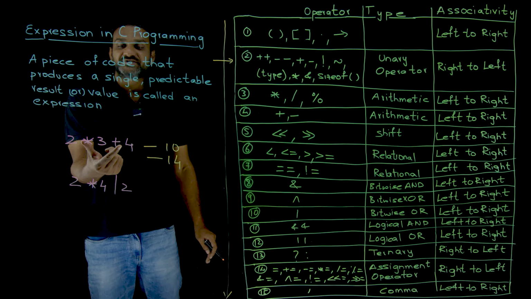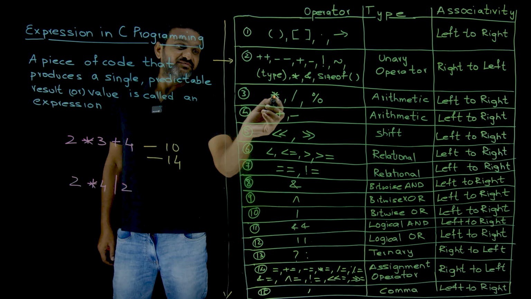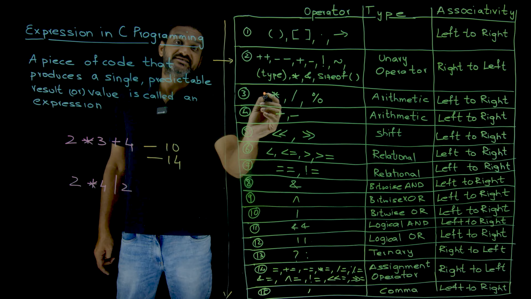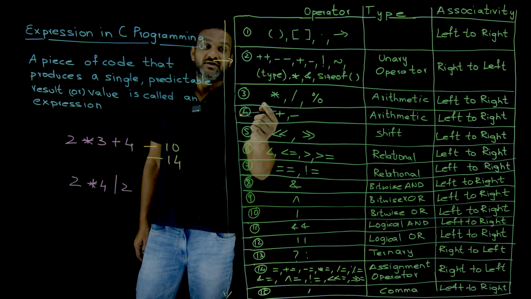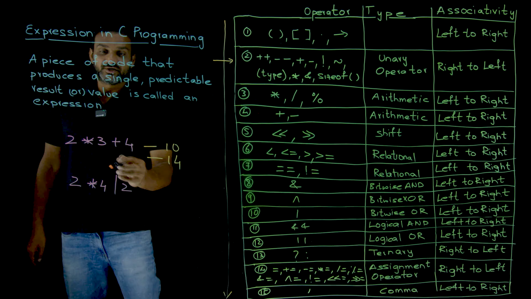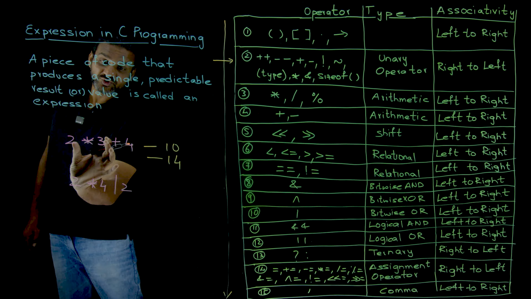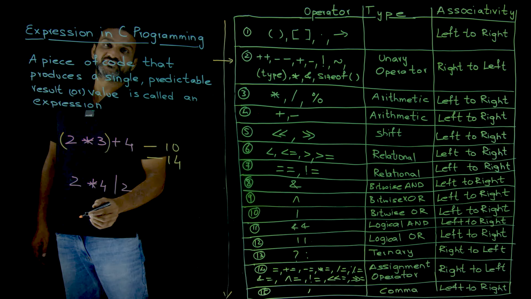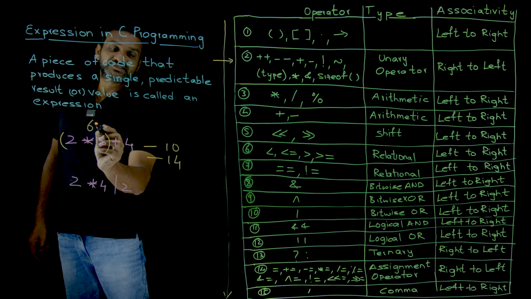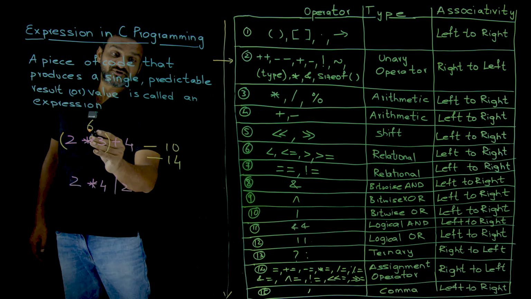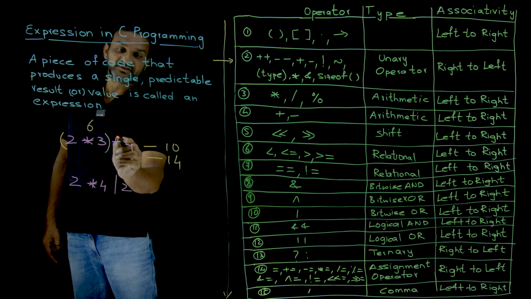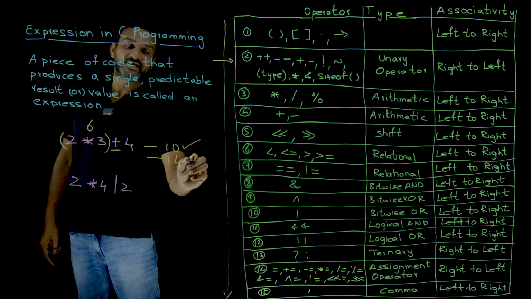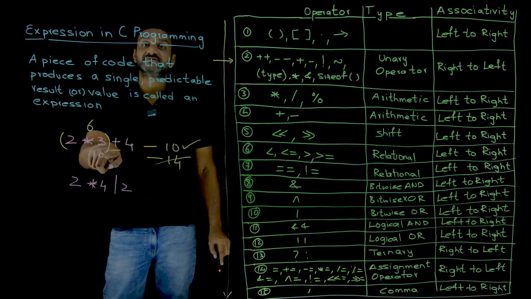Now, evaluating this expression, we have 2 operators: one is multiplication, the other is plus. Which one has the highest precedence? Multiplication has the highest precedence because it is in a higher row in comparison with plus. So the operands associated with this operator get executed first. This part is executed first and the result of this part is 6. Then 6 will be added with 4, using the other operator, which is plus. 6 plus 4, the answer is always going to be 10, not 14, because it uses this precedence table.